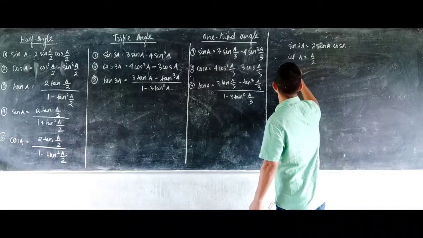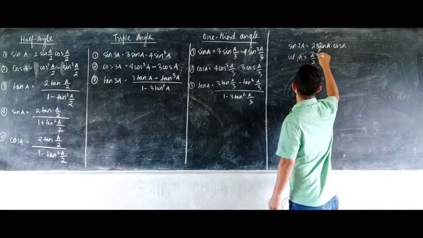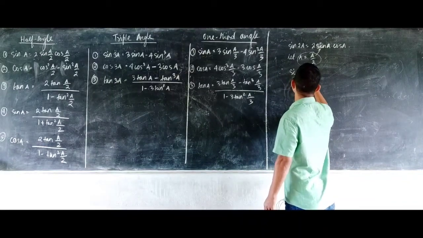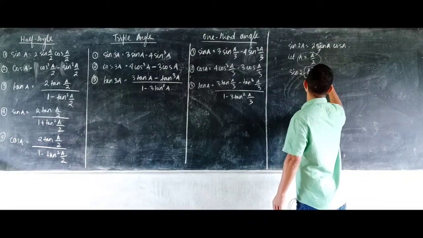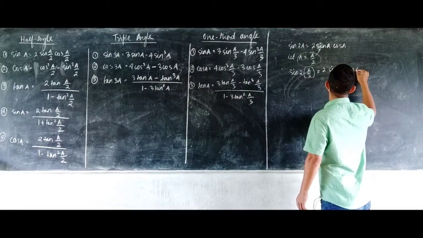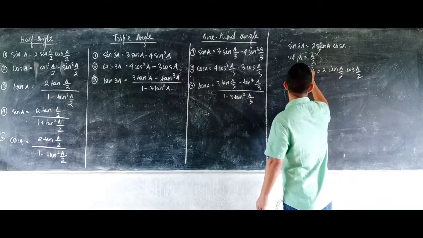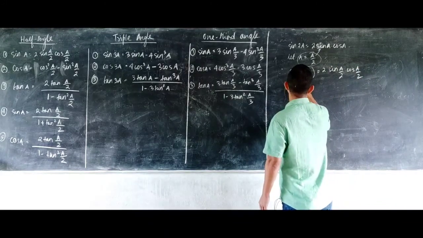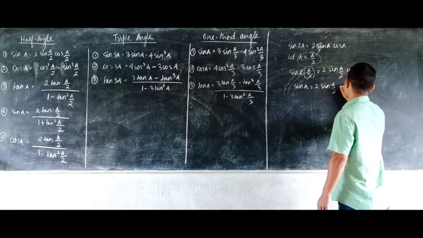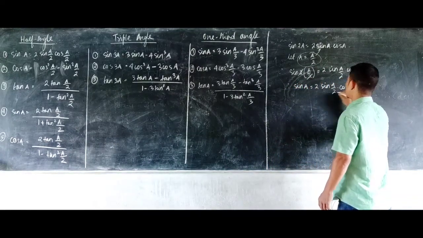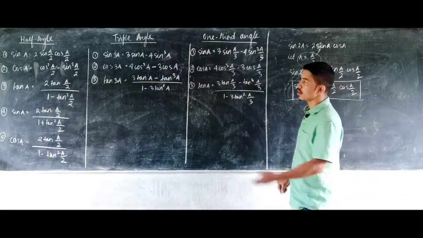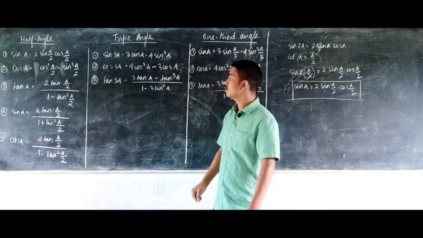Replacing a by a/2 in the first formula of the multiple angle, we get sine of 2 times a/2, which equals 2 sine of a/2 into cos of a/2. So these 2 and 2 get cancelled. Therefore sine of a equals 2 sine a/2 cos a/2. That is how we get the half angle formula. Similarly you can do it for the rest of the half angle formulas.